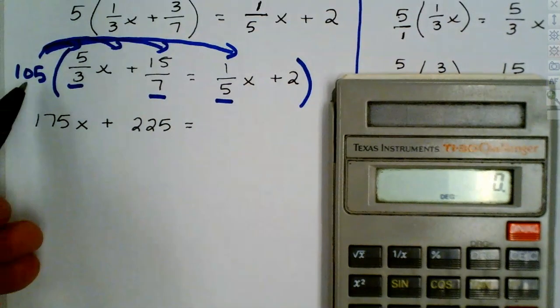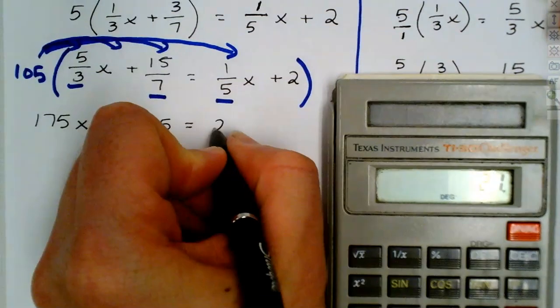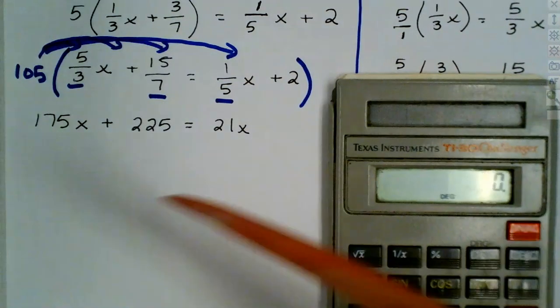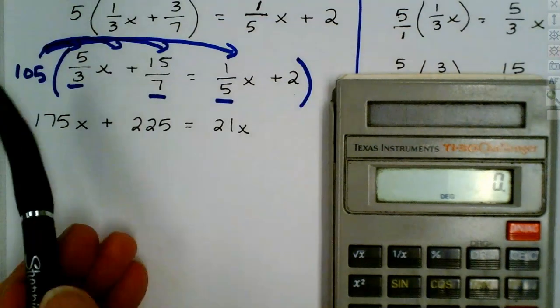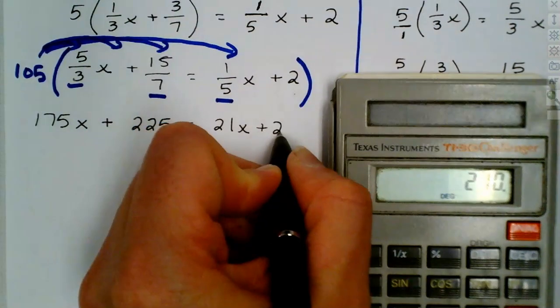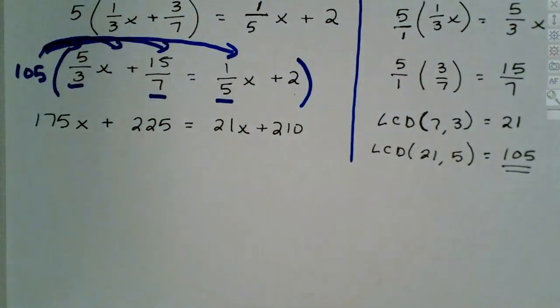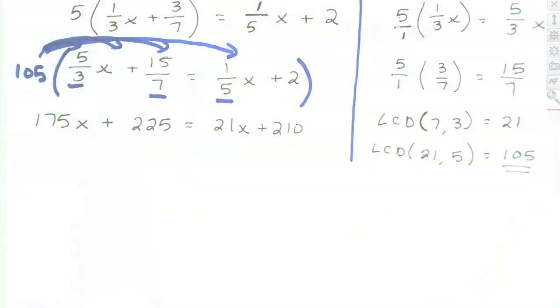Next, repeating the process, we take our 105, we divide that by 5, which is 21, multiply by that 1 on the top, and that leaves you with 21x. Nothing down below, so we just multiply 105 times 2. That makes it 210. So what we have now done is successfully cleared out all of our fractions. And now we've got something that we can work with. Now we just use a calculator and solve it.